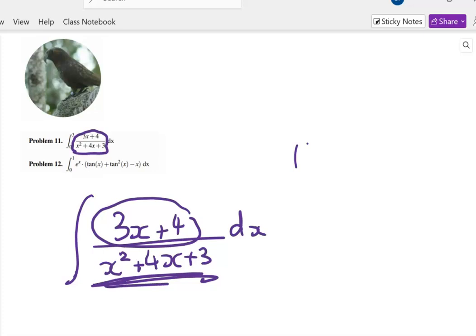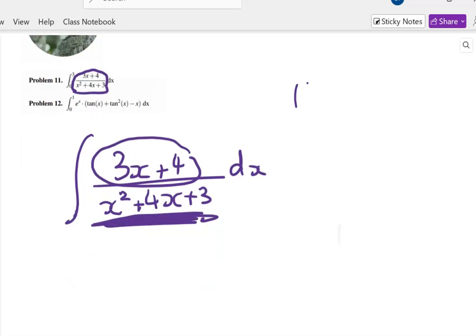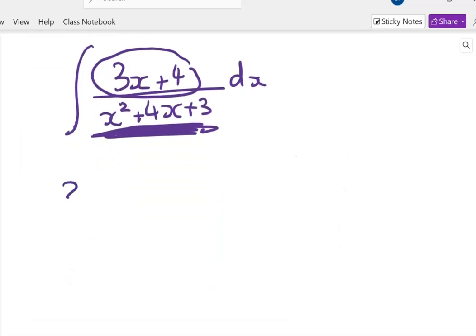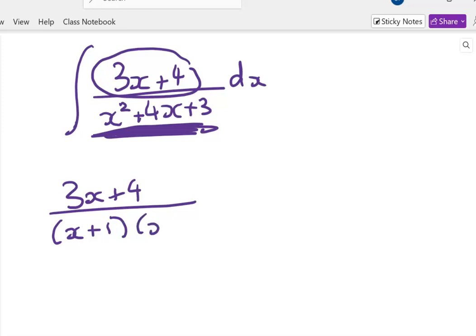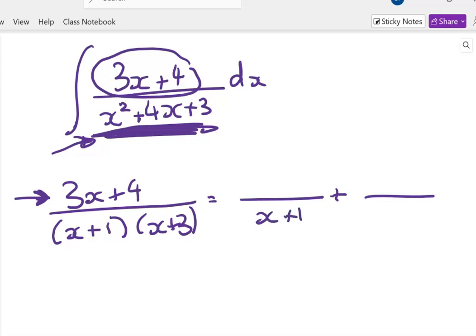So where I'm going to start instead is by trying to factorize that x squared plus 4x plus 3. We can do that easily. We can write this as 3x plus 4 over x plus 1 times x plus 3. And that means that because the order of the numerator is 1 and the order of the denominator is 2, we can split this up into 2 partial fractions like this. And if you haven't done this before, go watch my 5 partial fractions videos to get going.